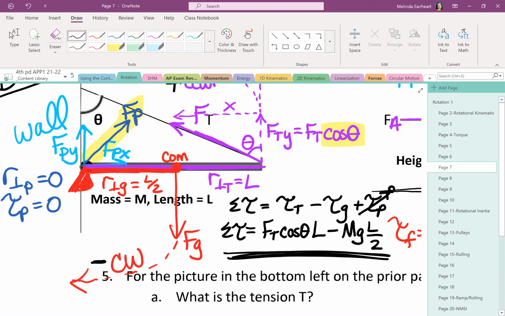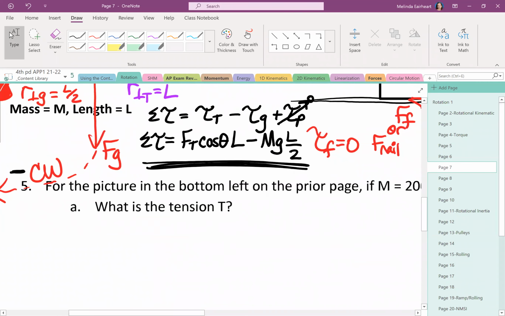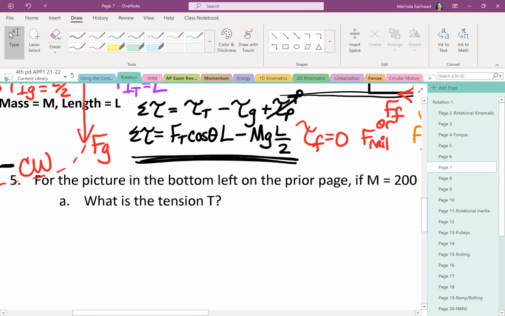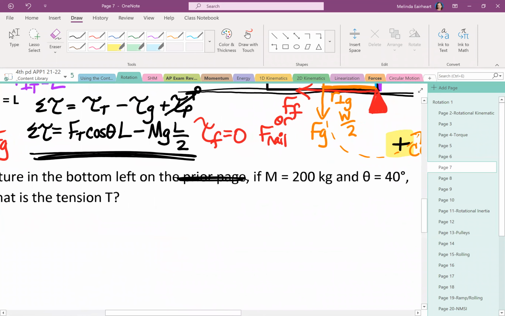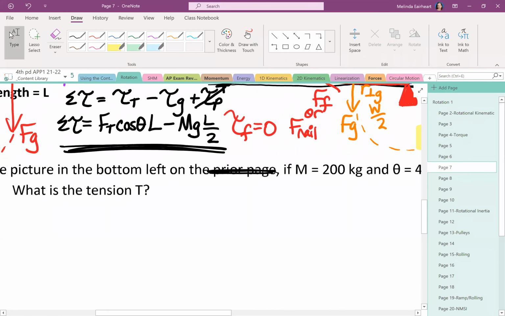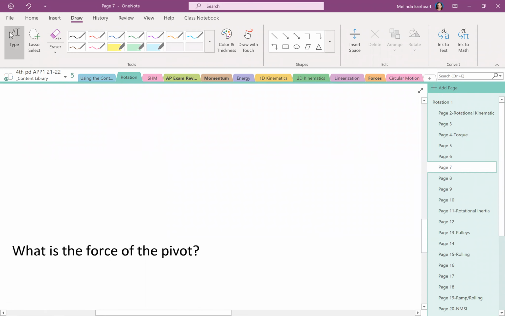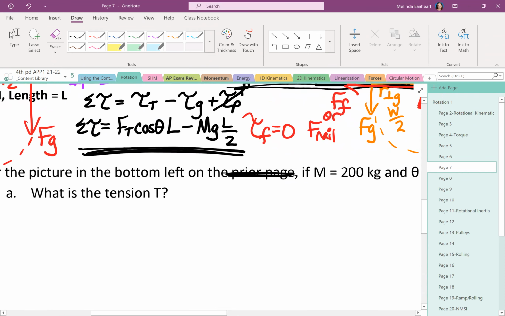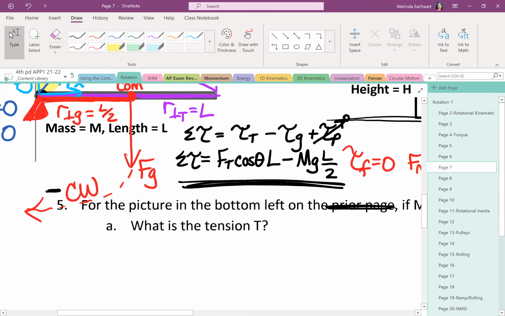Okay, so now that we have a net torque statement for this drawbridge, now number 5 says, well, based on that picture in the bottom left, it's on the same page in this packet. What if the mass of the bridge is 200 kilograms and the angle is 40? What is the tension? And then later, what is the force of the pivot? So we're going to solve for these two unknowns. So I've got two unknowns. To get it started, we want to make sure we have the pivot at one of those unknowns. It's already solved, or we already have an FNet statement based on the pivot itself having the fulcrum.